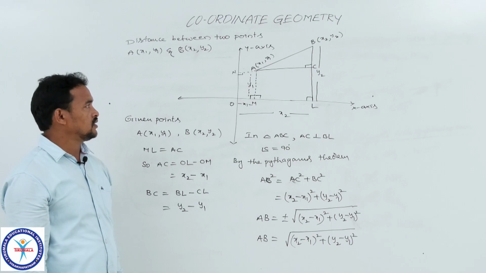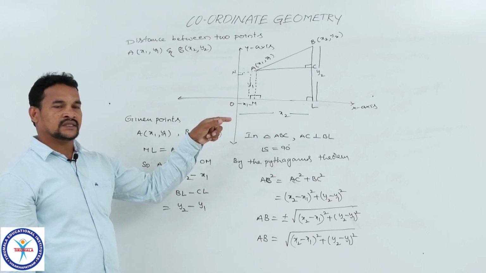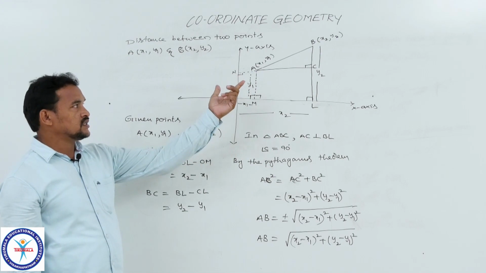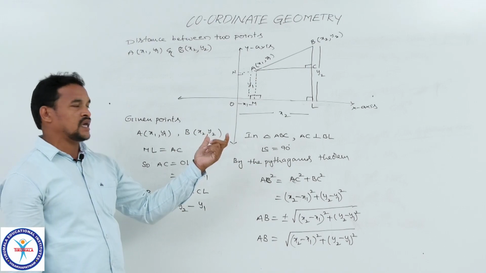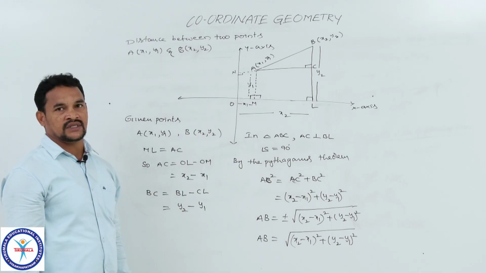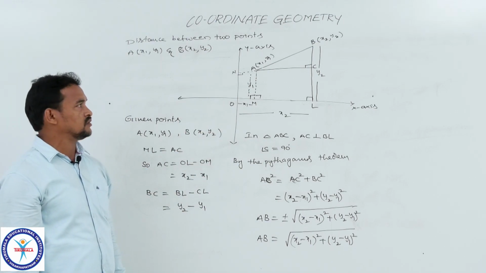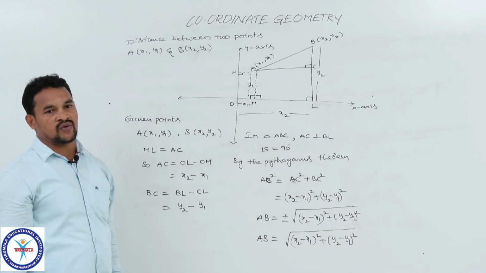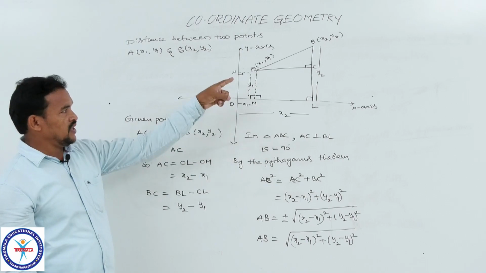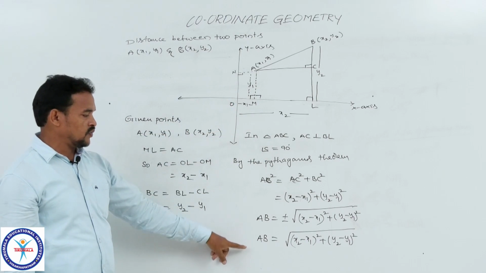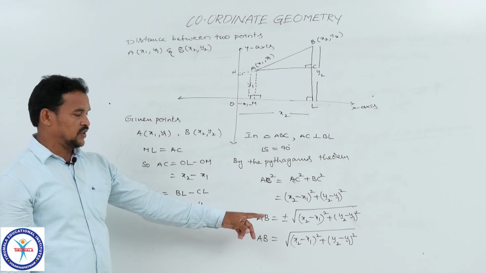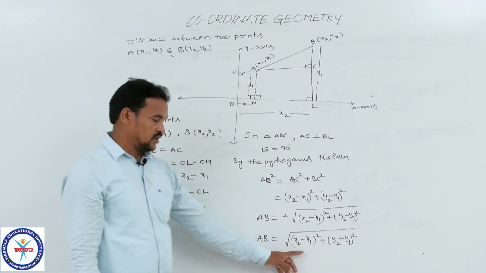This applies if the line segment is not parallel to x-axis and not parallel to y-axis. In the previous class, when the line segment AB is parallel to x-axis, the distance between them is mod x2 minus x1. If it is parallel to y-axis, the distance between them is mod y2 minus y1. If AB is not parallel to x-axis and y-axis, how to find the distance? Here AB equals root over x2 minus x1 whole square plus y2 minus y1 whole square.